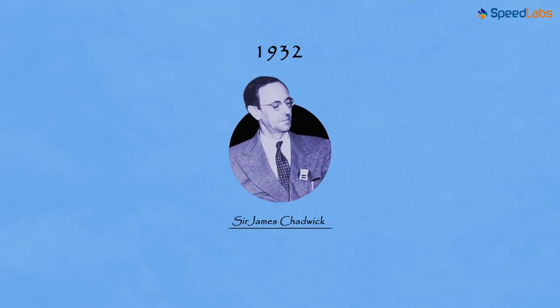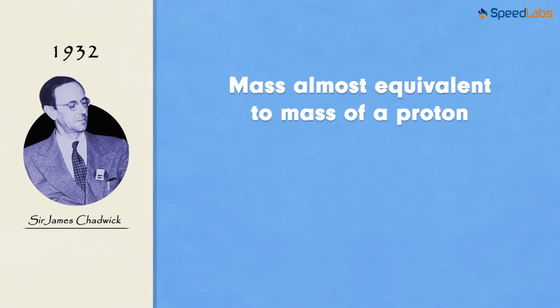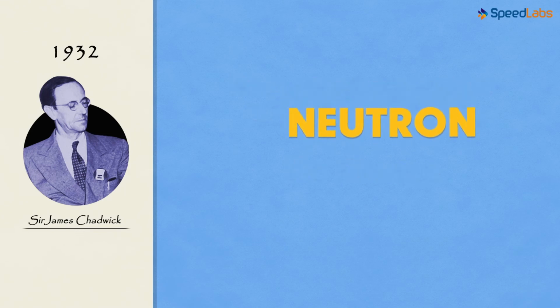Let's find that out. It was around the year 1932 when a famous English physicist, Sir James Chadwick, found the third subatomic particle. He found that the particle had a mass almost equivalent to that of the proton. And what about its charge? Astonishingly, it had no charge. Yes, the particle was neutral. The particle was later named as neutron, denoted by the letter n.